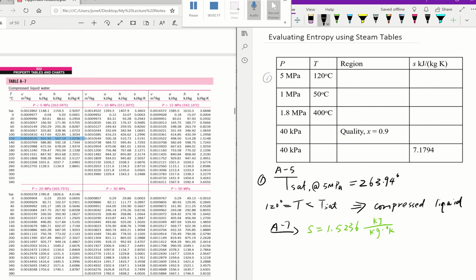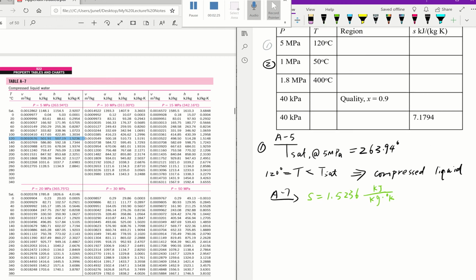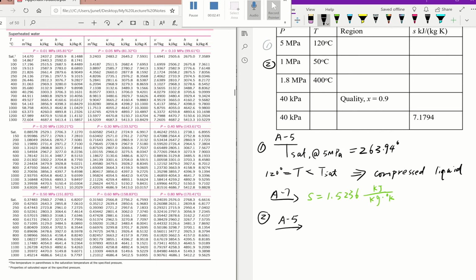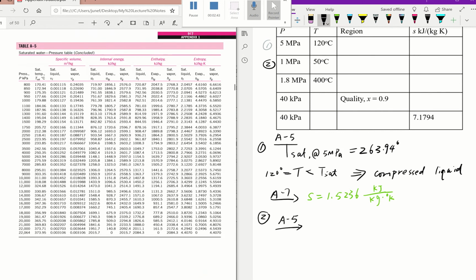Now let's look at our second problem. We're just going to move on to finish all 5 of them in this video, hopefully. So for number 2, again, we're given 2 properties, pressure and temperature, following the same logic. Table A5, looking at our pressure table, we want to find out what the saturated temperature is, right?